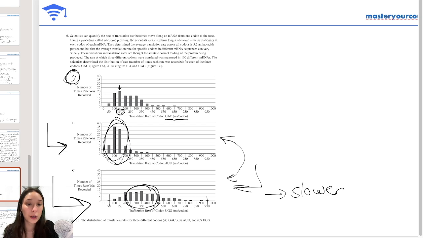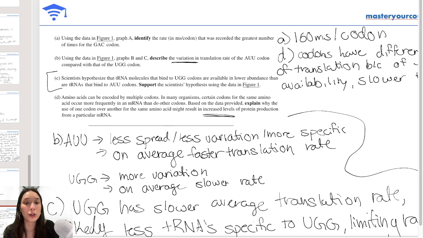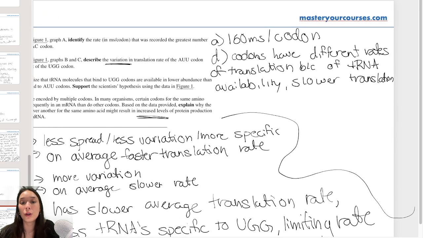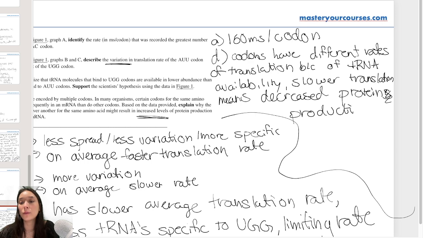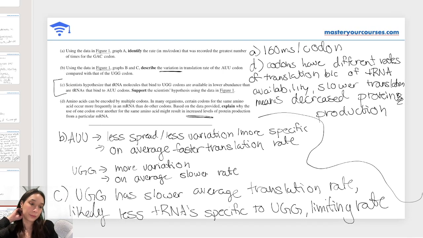So the protein expression is going to be a lot lower in UGG just because it takes longer to make the protein. So slower translation means decreased protein levels. So you have to make that connection. I feel like that's where you'll get the point. Decreased protein production. Okay, so as long as you connected those two, I think you should get the mark for that one. Okay, so that's actually the end of our FRQs.